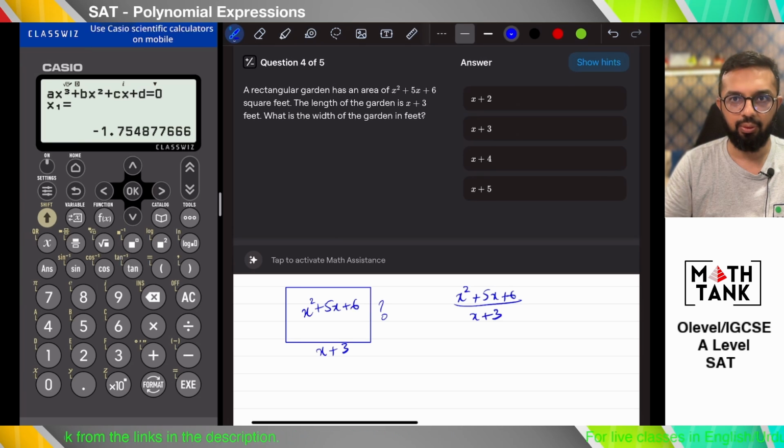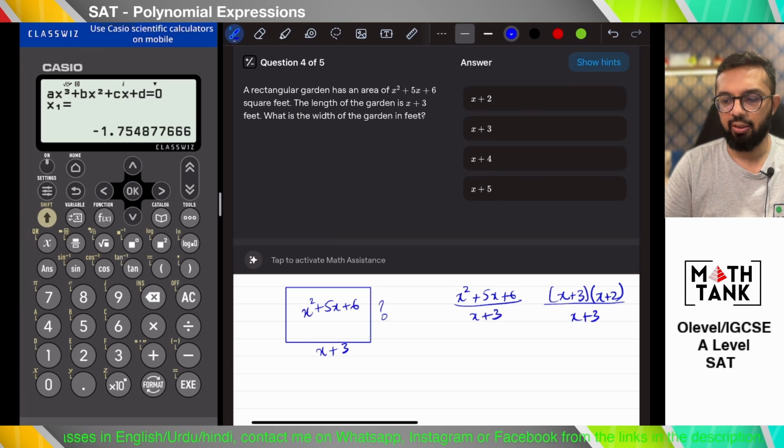Now there are various ways to do that. One of them is long division. Another is that I could also factorize this. I can see that the factors come out as x plus 3 and x plus 2 in the numerator. I've done them directly. You do your normal breaking the middle term and you get this.